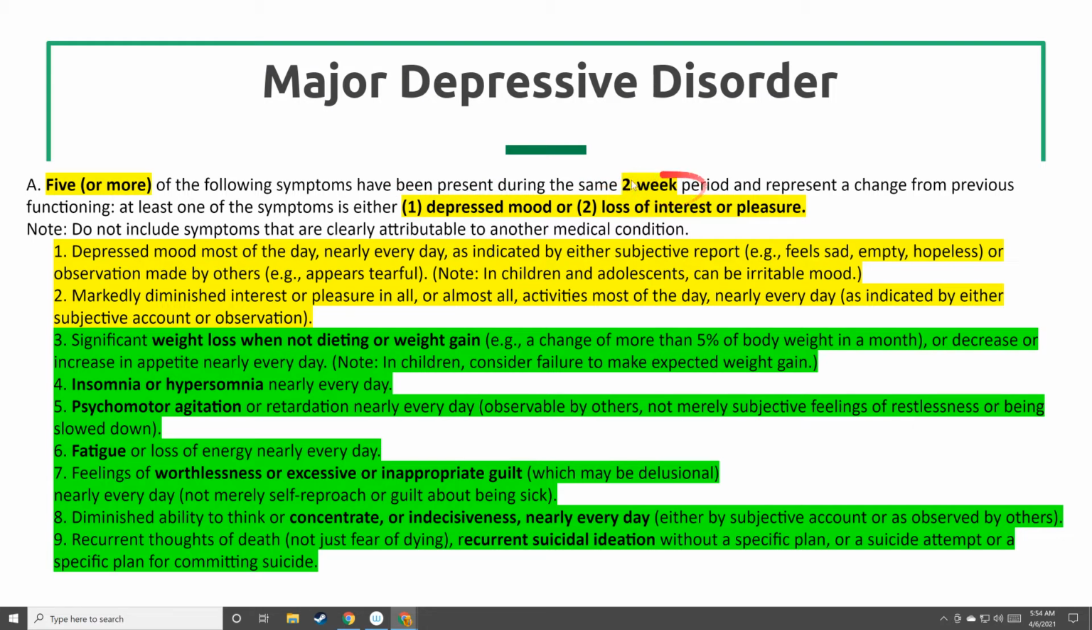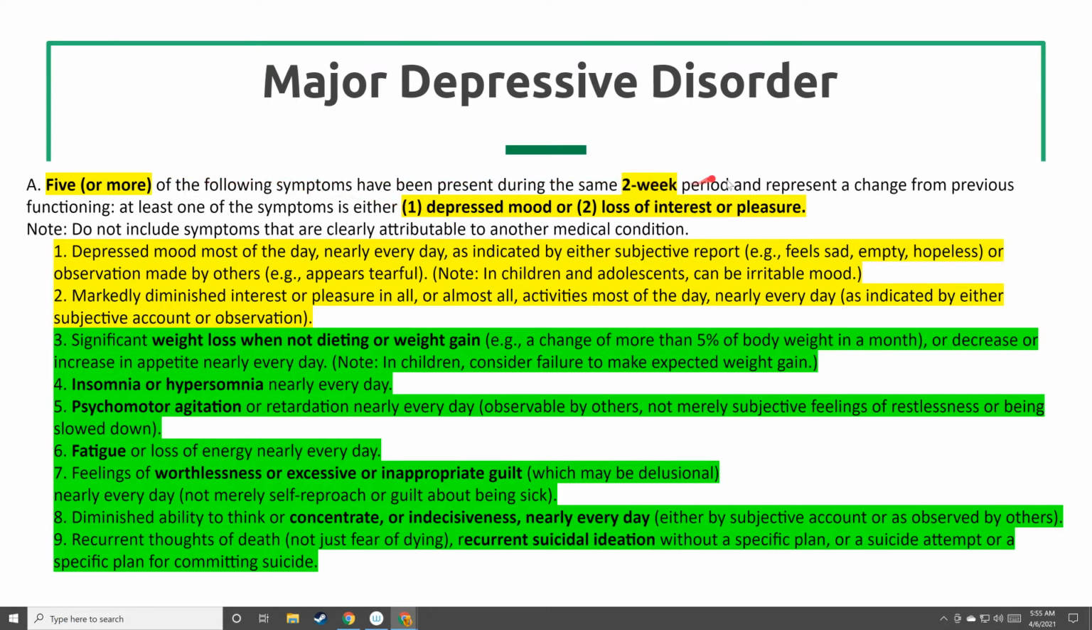present for how long? During a 2-week period. It has to be a change from normal functioning. And they have to have at least 1 or 2, which is why I had 1 and 2 highlighted here in yellow. So they have to have 1 or 2. And then from this whole list of 9, they have to have 5 or more. They can have 1 and 2 and then 3 from here, or they can have number 1 and then they have to have 4.